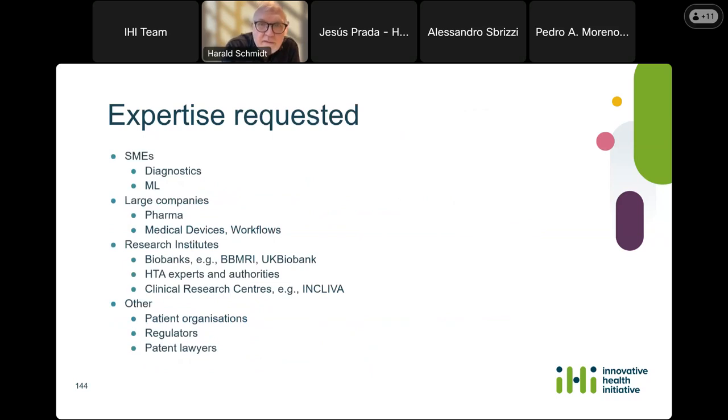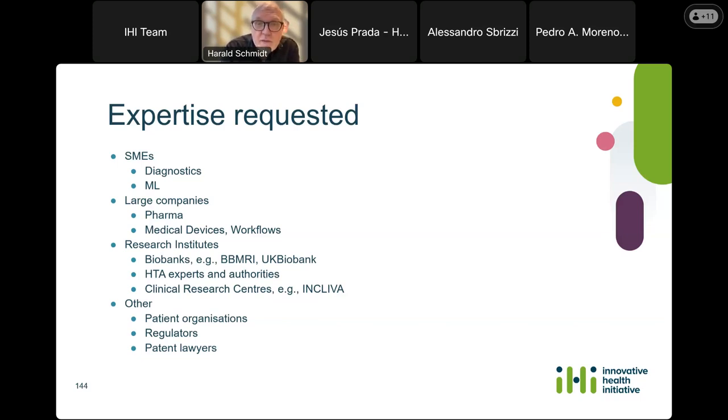The expertise that we request, or could imagine collaborating with, are SMEs that are interested in taking those diagnostics TRL-wise forward up to the market, or machine learning algorithms that actually replace wet lab diagnostics. Of course, we need large companies because it's an IHI call, either pharma or medical devices companies that like the entire workflow, from prevention up to curative treatments. Research institutes and biobanks are for us very important, BBMRI, UK Biobank, and health technology experts, because it's of course not enough to just have a nice new treatment or diagnostic, it also needs to be reimbursed.